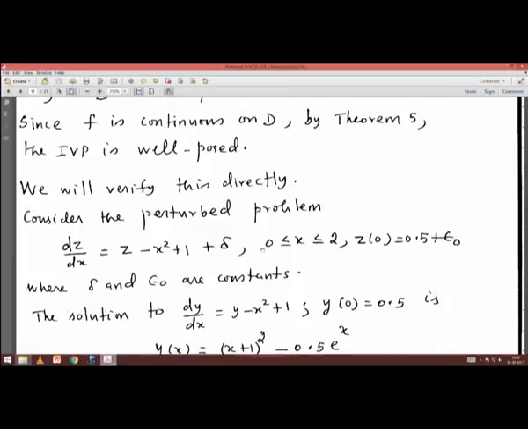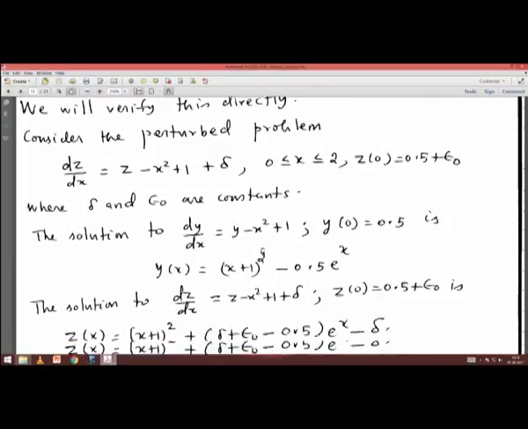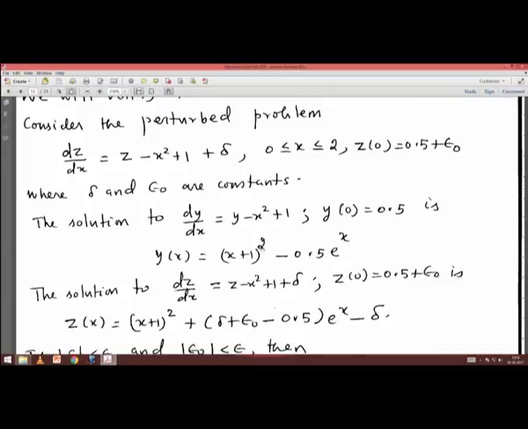So, we now verify whatever we have said directly. What do we have to do? We should consider a perturbed problem. This is not necessary, because we have already said that the original problem is a well posed problem. However, we would like to start with a perturbed problem and then show that the original problem is a well posed problem. So, let us consider a perturbed problem, which is dz by dx equal to the same f as a function of x and z. I give a small perturbation, say delta, to the right hand side, and the initial condition is z of 0, which is y of 0, which is 0.5.